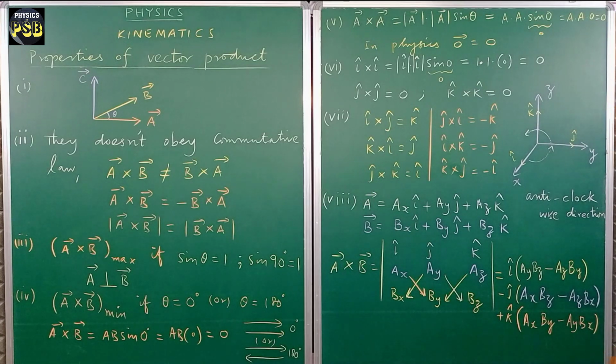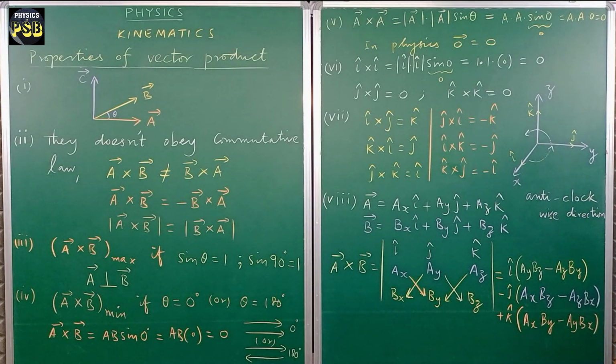Now here, if you want to replace the minus sign with plus, then what you need to do is just change the position of Bz and Ax. In the place of Ax you will write Bz, in the place of Bz you will write Ax. And the same thing has to be changed here. Okay, I hope you have understood.